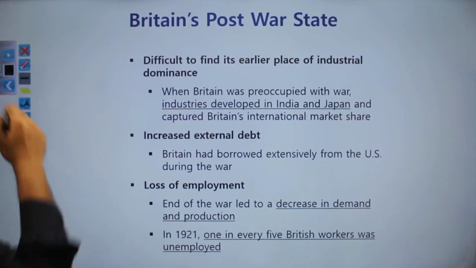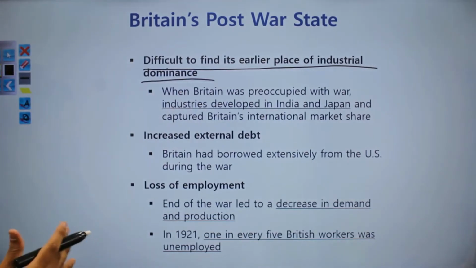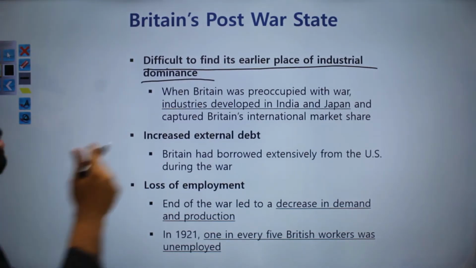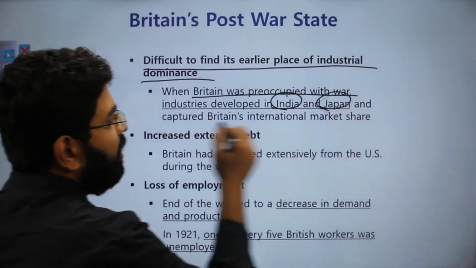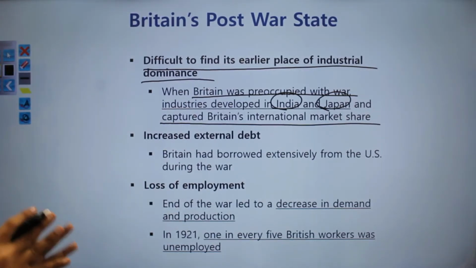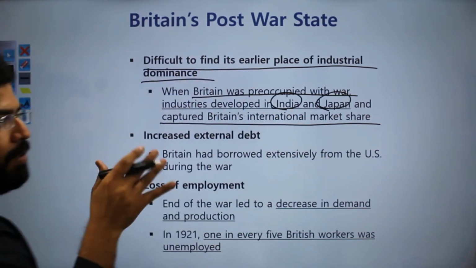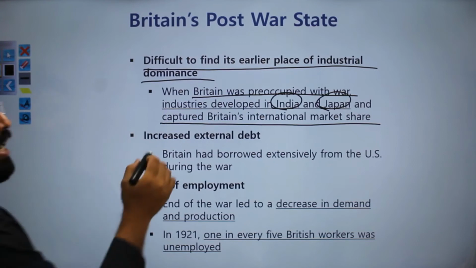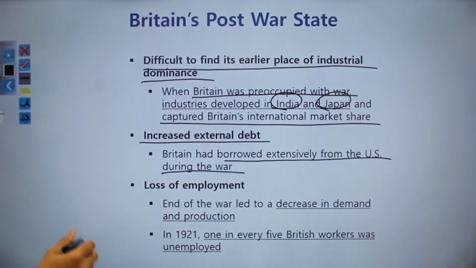What happened to Britain because of this is that it lost its earlier place of industrial dominance, because the US had become the chief dominant factor in the world then. Britain was preoccupied with war, so other industries developed in India and Japan and captured Britain's international market share. When Britain was distracted, the industries in India and Japan captured the international market. And Britain had also fallen into huge debt because they had borrowed extensively from the US during the war.